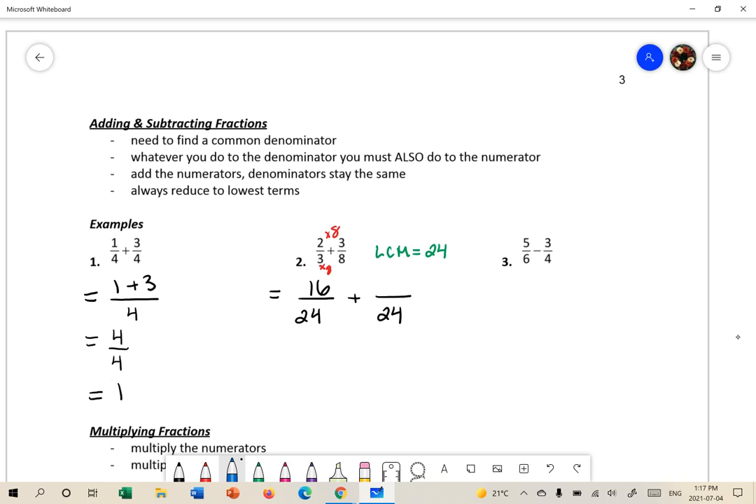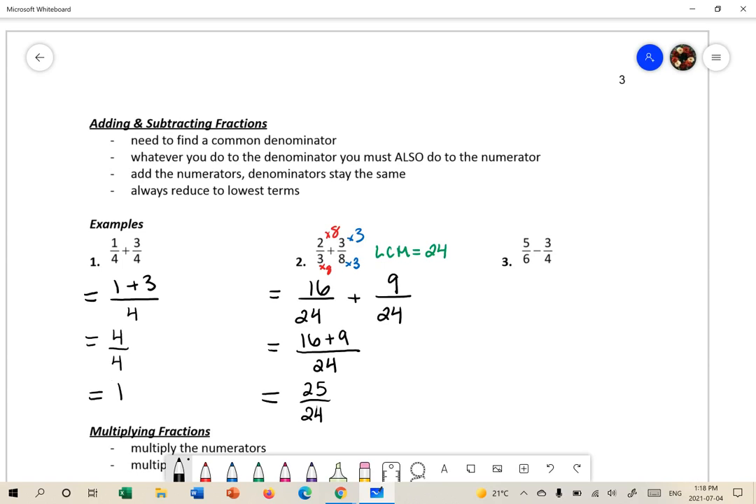And what did I do to 8 to get 24? I multiplied that by 3. So that means I'm also going to multiply my numerator by 3. And that's my new numerator. Now I'm going to write my two fractions as 1, now that I have a lowest common denominator. And then I'm going to simplify my numerator, 25 over 24.